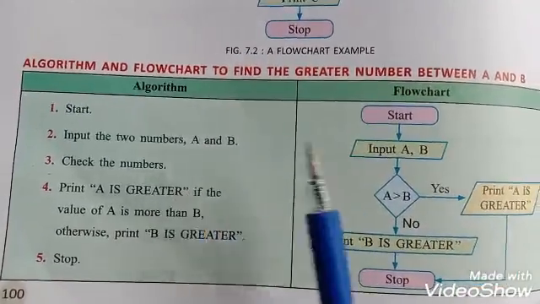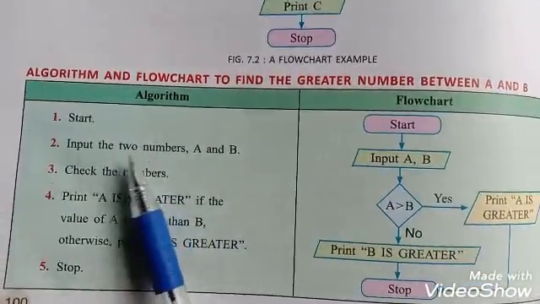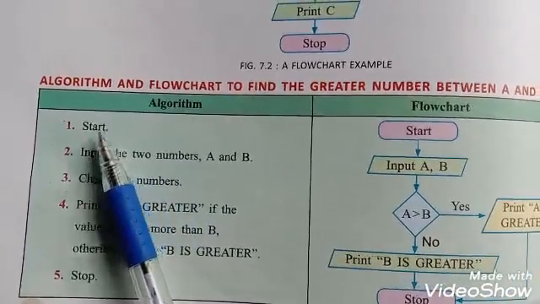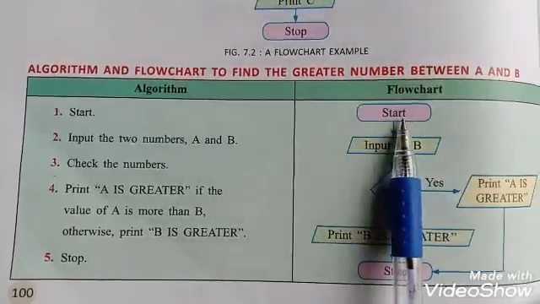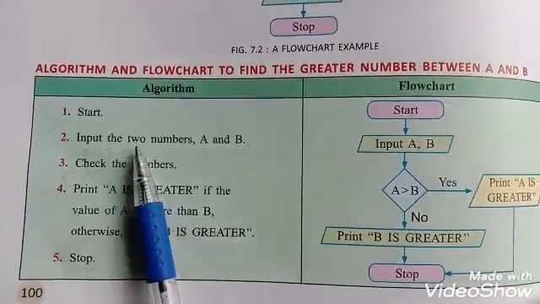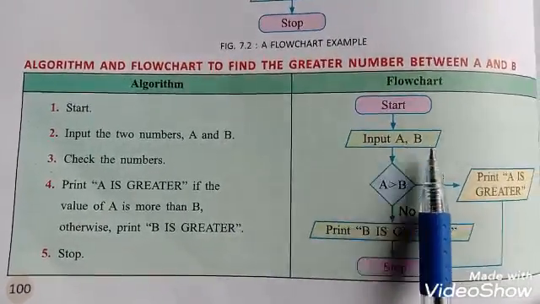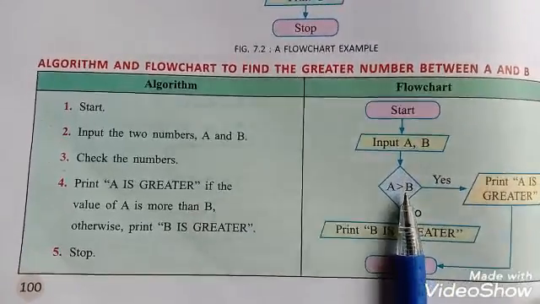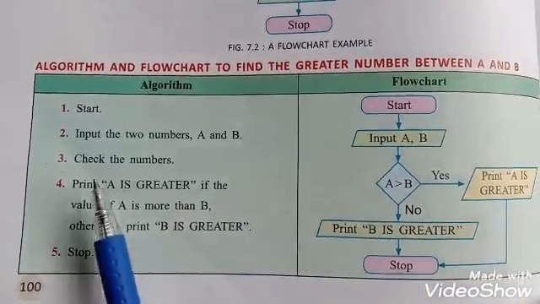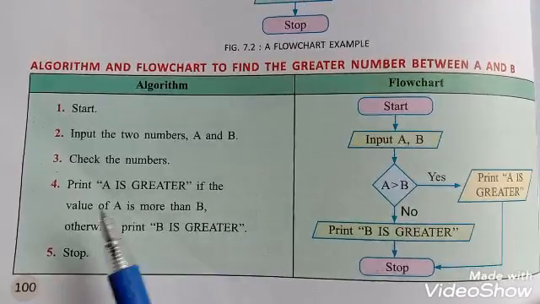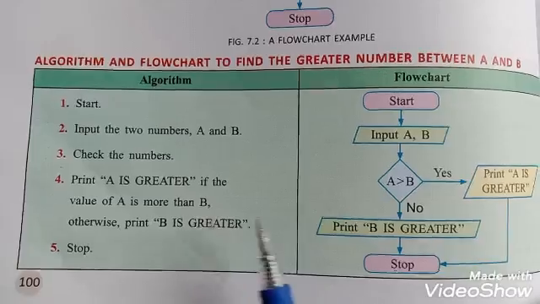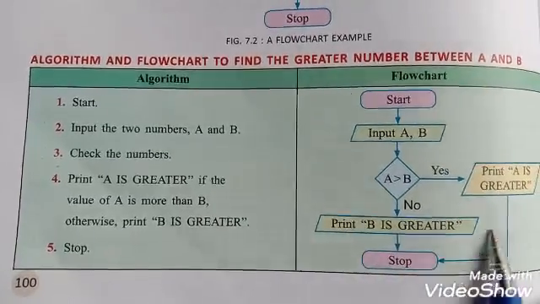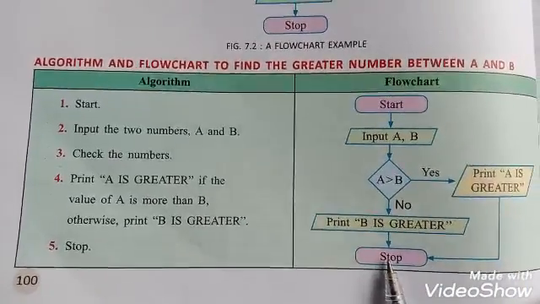It's an example of algorithm and flowchart. Algorithm: first step is start, and flowchart also starts. Input the two numbers, like input A and B. Check the numbers and print A is greater if the value of A is more than B. Otherwise print B is greater and stop the program.